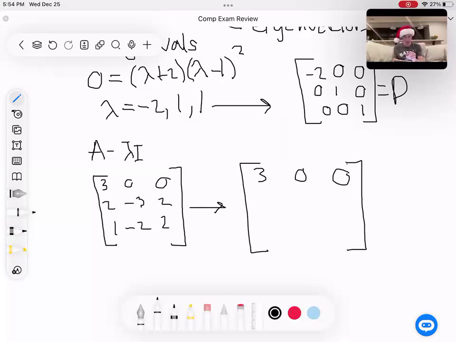Nothing's going to happen to the top. 0, -1, 2, and 1, negative. Oh, nope. Just zeros on the bottom. Sorry, obviously, right? Because this is an eigenvalue, when we row reduce it, it should give us a 0 row.